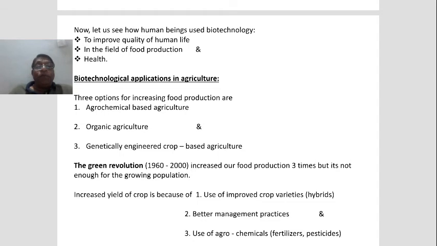The Green Revolution, actually, it started in 1960 and ended in 2000. In this period, our food production tripled, that is, increased 3 times. But it's not enough for the growing population.